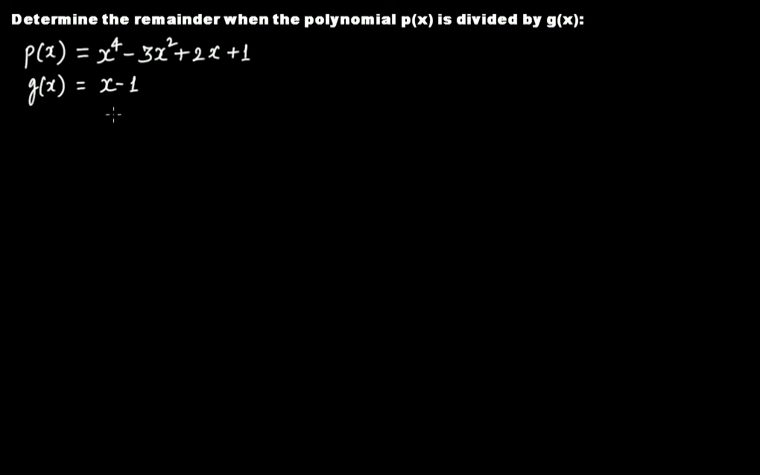Now, this problem is related to the remainder theorem. It's asking what the remainder will be if you divide p(x) by g(x). Your g(x), as you can see here, is x minus 1. Its degree is equal to 1, that's why it's a linear polynomial.